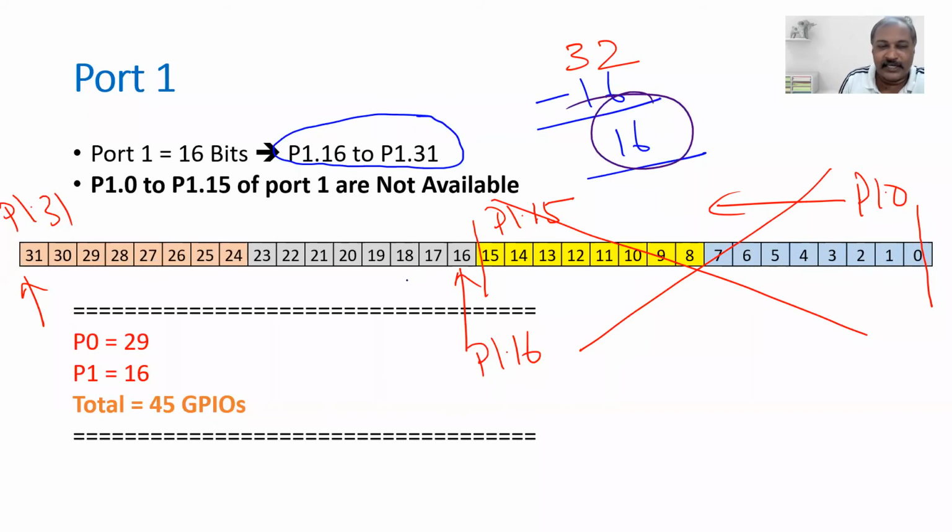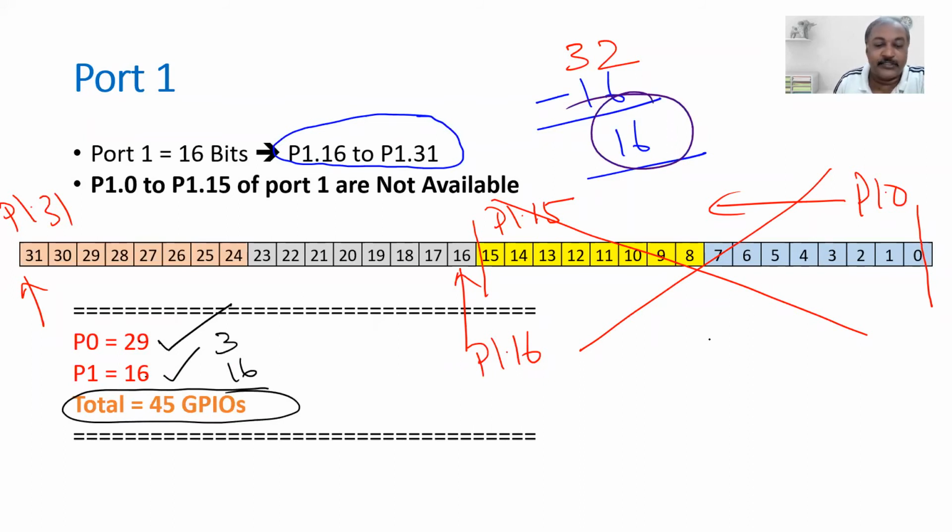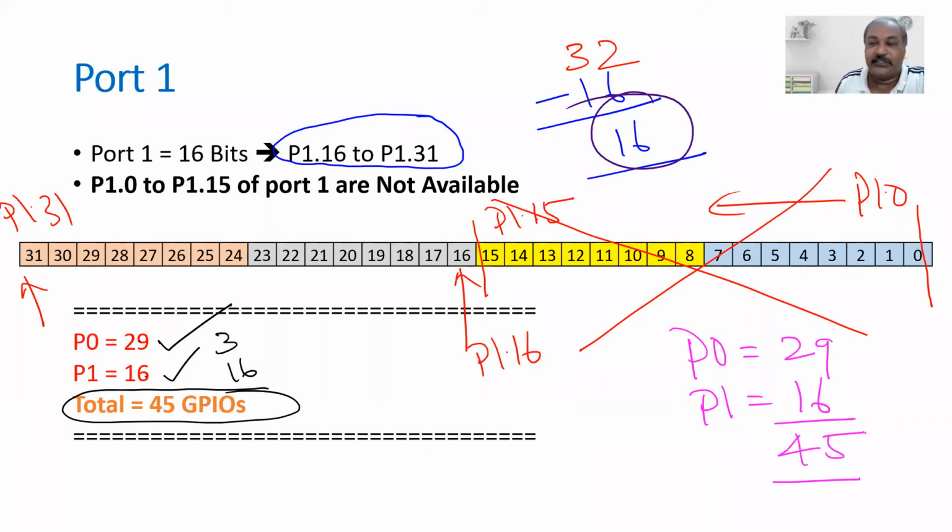So if you consider in total, port 0 contributes for 29 pins because we lose 3 pins there. Port 1 contributes for 16 pins. We lose 16 pins here. So totally 29 plus 16, in total 45 GPIO lines are available. What does it mean? Port 0 offers 29 pins. Port 1 offers 16 pins. If you add these two, in total you have 45 GPIO lines.